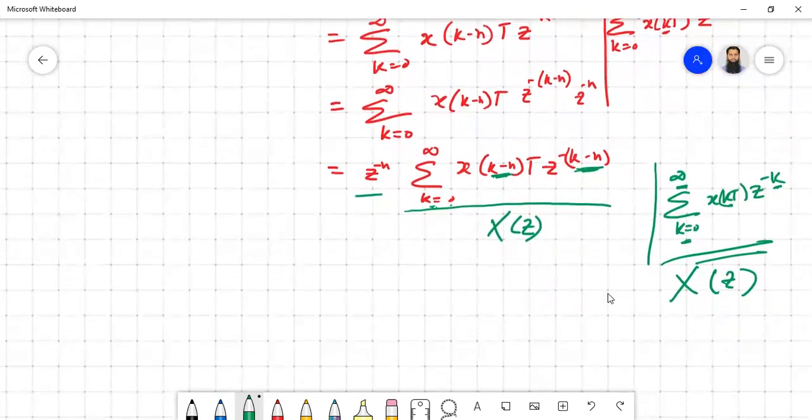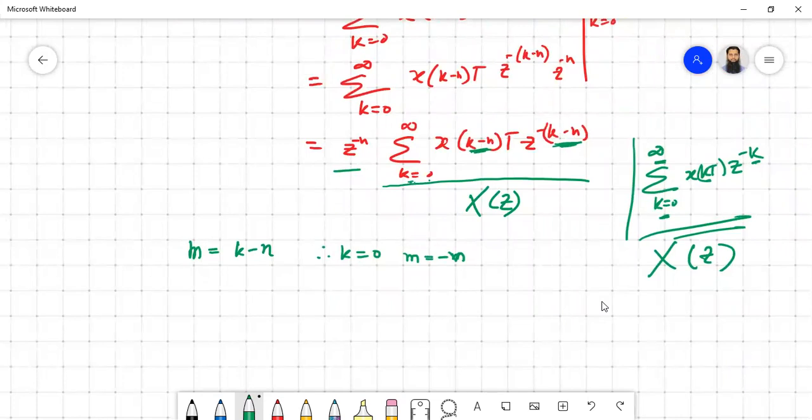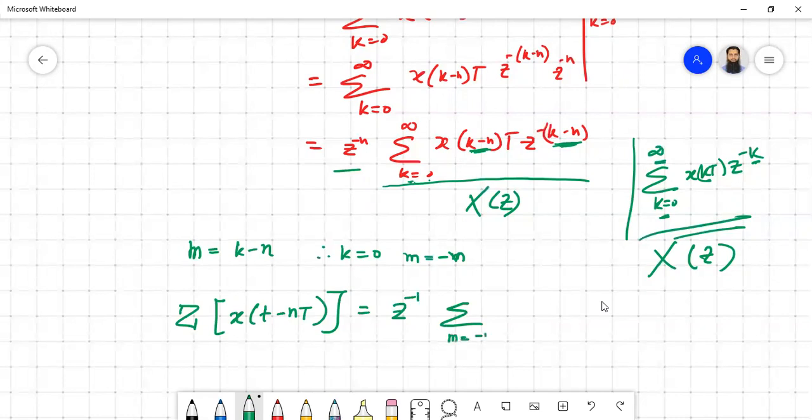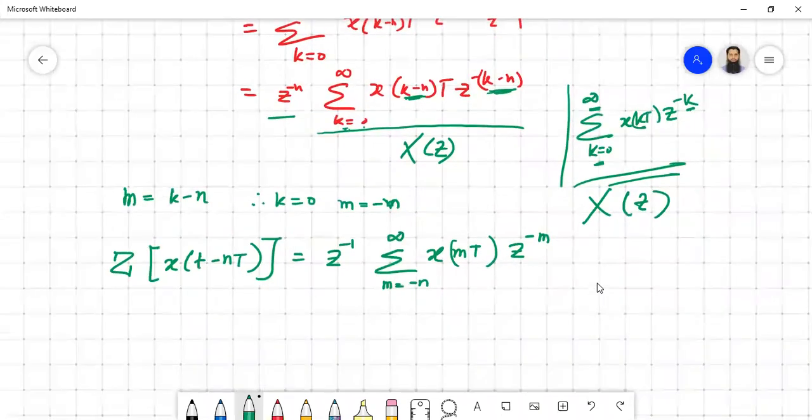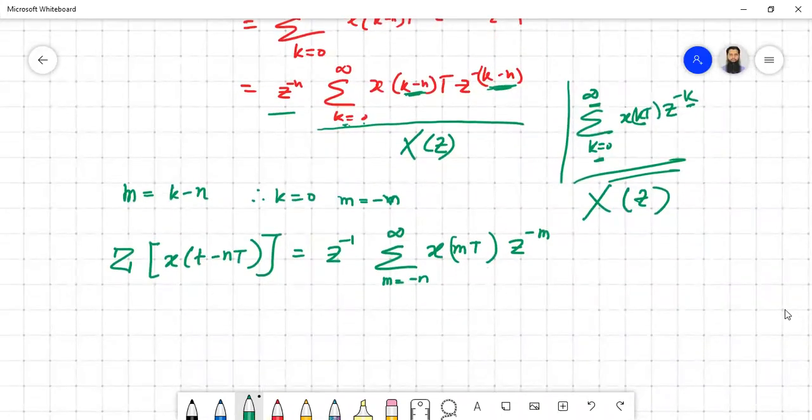So for that, we can assume that m equal to k minus n. What this means is that when k equal to 0, m is basically minus n. So applying this condition into that equation, we get the z transformation of x(t minus nT) equal to z to the power minus n. Then the range is now from m equal to minus n to infinity, then x(mT), replacing the values only, and then z to the power minus m. The only problem here is that the range is not from 0 to infinity; rather it starts from some negative value.